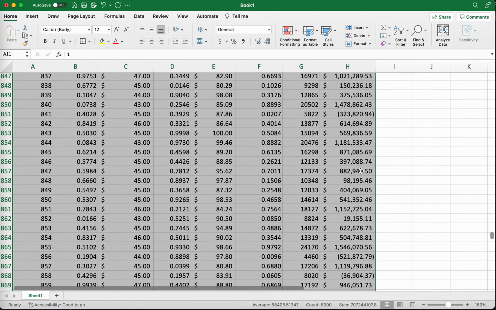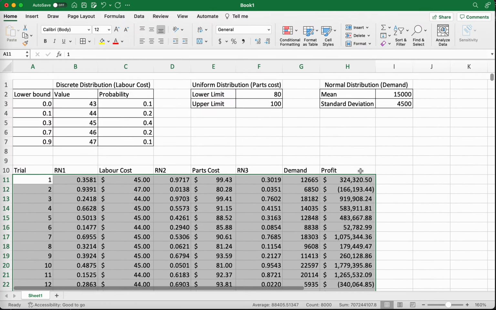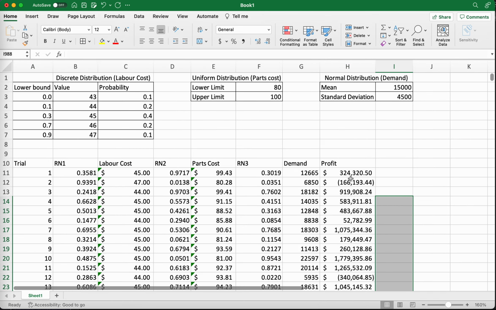So there is a possibility for loss, and that is one of the biggest reasons why we are doing this: figuring out the probability for loss, right? So we have the profit value. This is how you simulate a discrete distribution, this is how you simulate a uniform distribution, and this is how you simulate a normal distribution. I know that I've gone over the 10-minute mark, but I'm just going to spend a couple of minutes. There are two important things that you want to calculate here. One is the average profit.